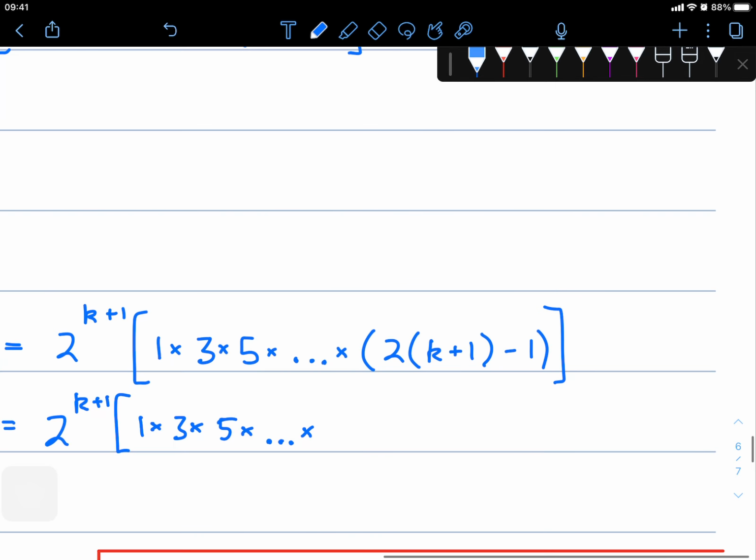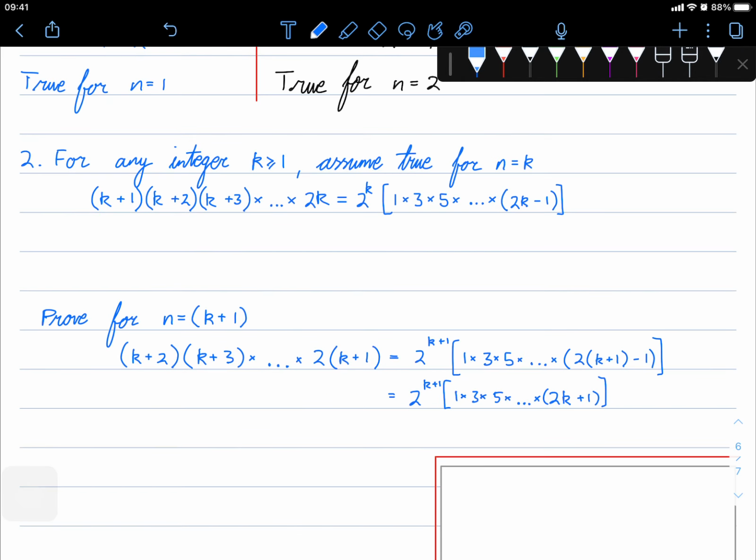Now if we expand this, we get 2 times k. 2 times 2 is 2, minus 1 is positive 1. So it becomes plus 1, like that. And this is what we need to prove. This expression is equal to this expression.